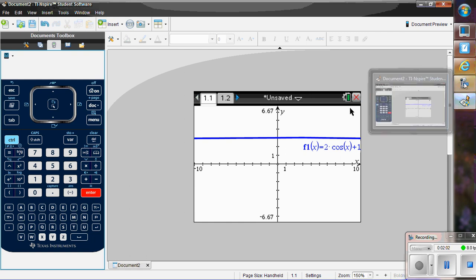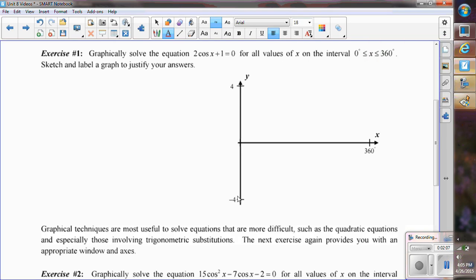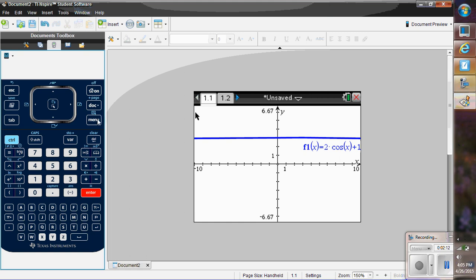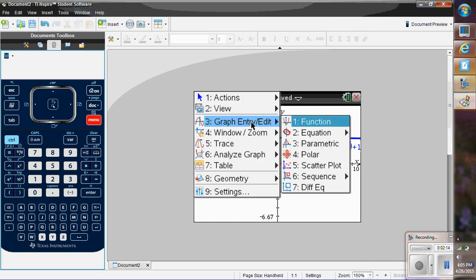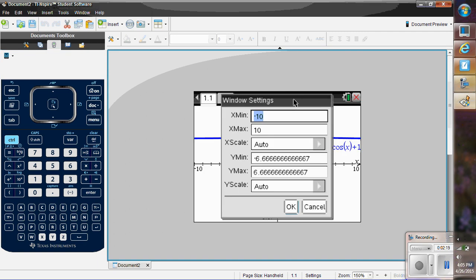If you remember what our picture looks like over here, you see that we want to go from -4 to 4 and 0 to 360. That's telling us what to set our window up on. So hit menu, go to window zoom. Window settings is where we type in exactly what we want. X min, which is the left side, is 0. X max, the right side, is 360. Let's count by 45 degrees; you could count by 90 if you wanted to. Y min is -4, Y max is 4, and we hit OK.